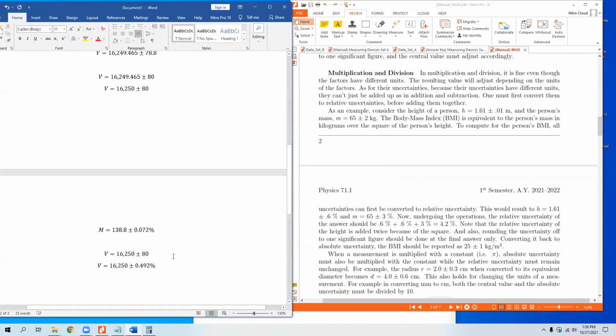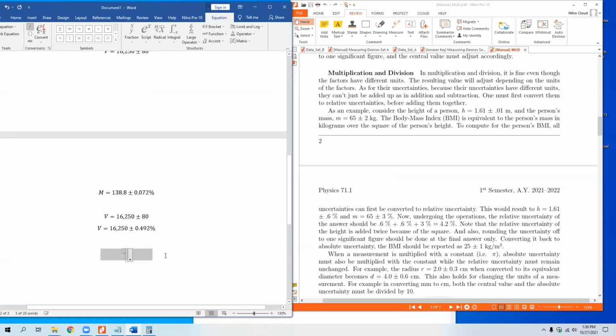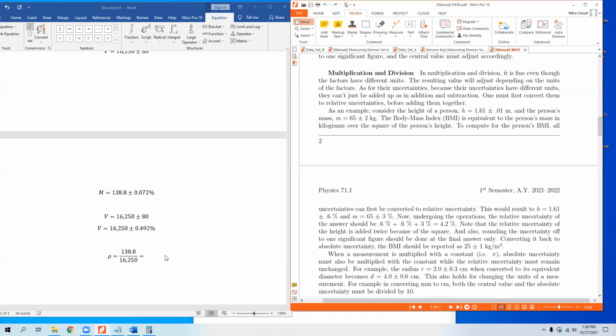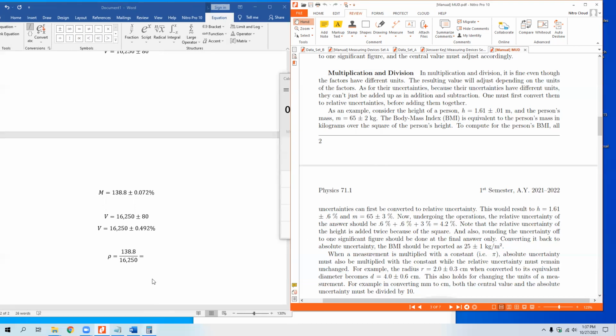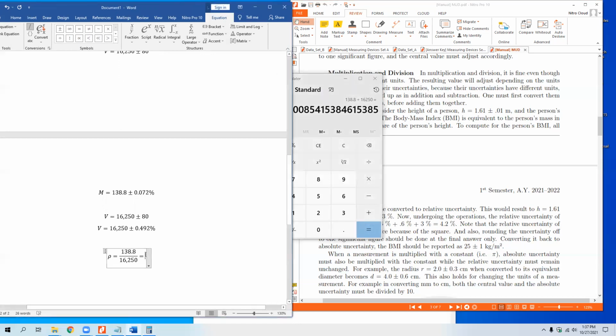So now, mass over volume. The central value is simply 138.8 over 16,250. We should get 0.00854 grams per cubic millimeter, or simply 8.54 times 10 to the minus 3. Because this is 3 decimal places before the first non-zero digit.